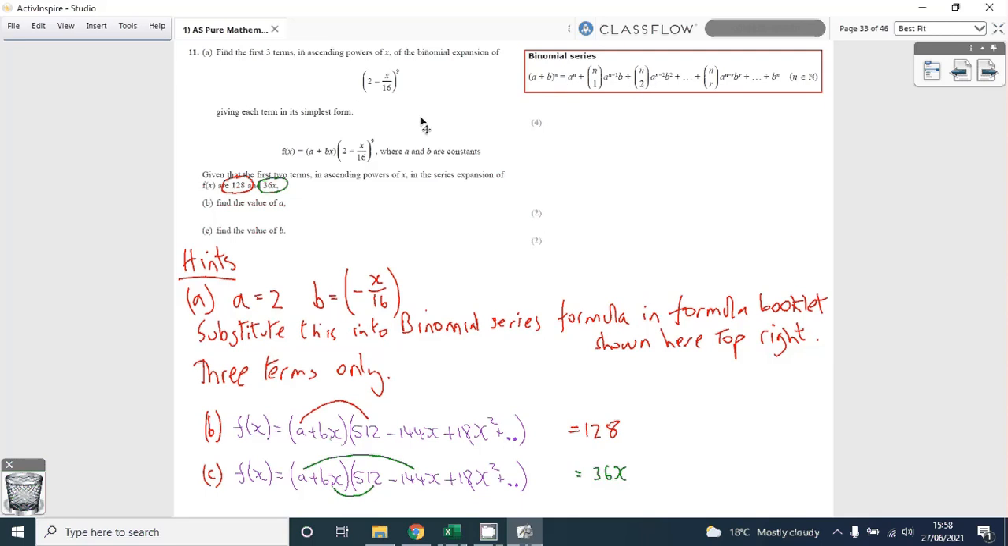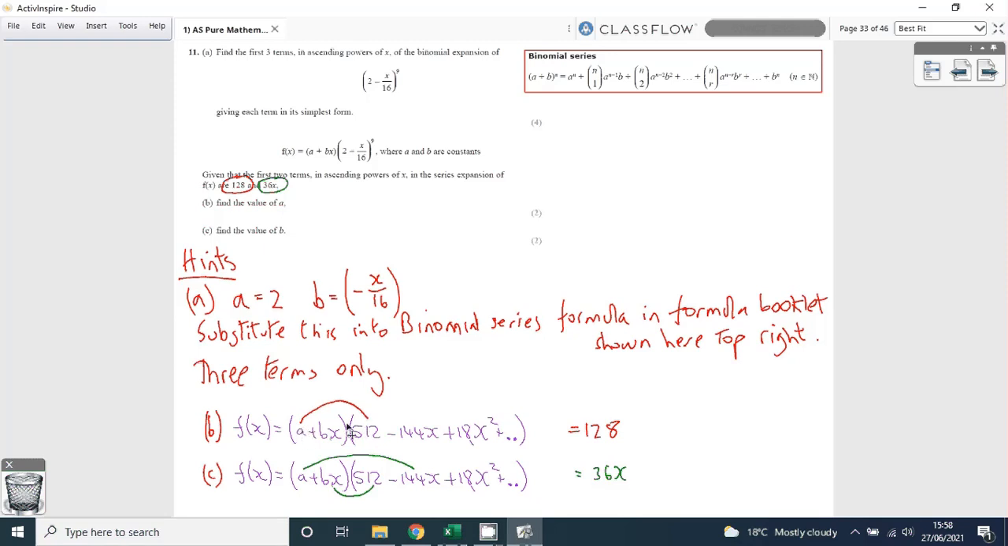Now, for part B and part C, given that the first two terms in ascending order of x in this series expansion are this and this, find A and B. So what we've got going on here is A plus bx multiplied by the expansion that you've just done in part A. So this was the expansion you got from part A. For part B, we're just looking for the terms where you're just getting normal numbers. A is the normal number coefficient. So the only way we get a normal number coefficient is where it is the A times the 512.